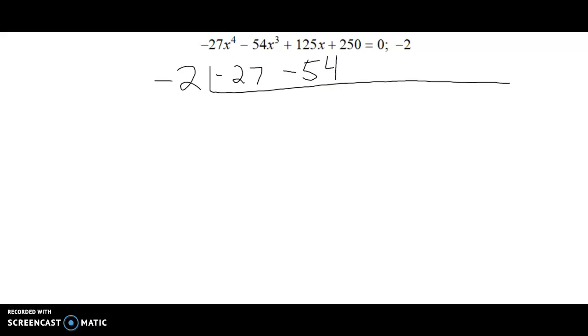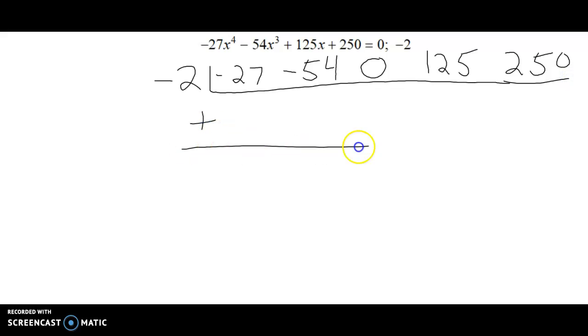You might think, okay, I'm going to put 125 next. But there's nothing representing x squared, and we need to represent x squared. So what's something I could put there to represent x squared? 0. Perfect. So that represents x squared. Now I go 125 for x and 250 for the constant. Plus. And then you just do your algorithm.